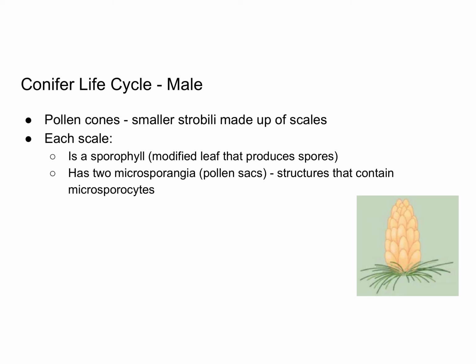Now, if we look at the male structures, the pollen cones are smaller, but they are still made up of scales like the female ones are. So each one of these is a scale. And remember that each scale is a sporophyll, which is just a modified leaf that produces spores. And each scale is going to have two microsporangia, which are also called pollen sacs. And these are structures that contain microsporocytes. And these microsporocytes are ultimately going to go through meiosis in order to form microspores.